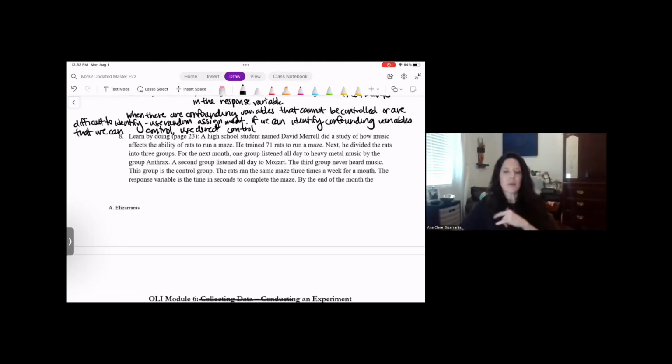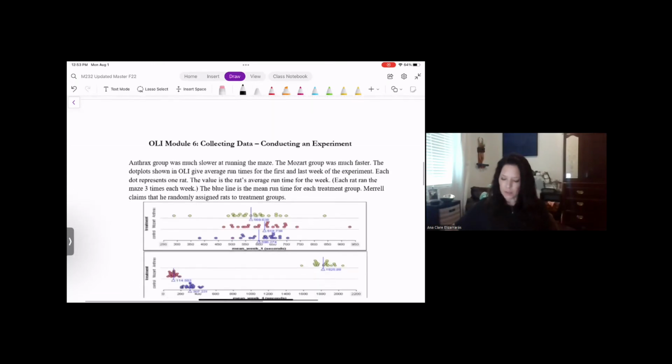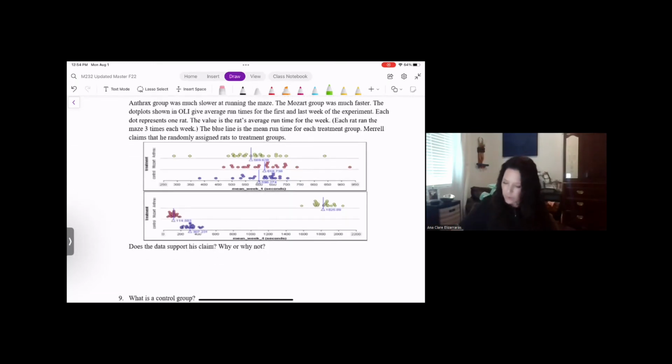So he claims that he randomly assigned the rats to the treatments. So here are the pictures. This is the anthrax group. And this is the Mozart group. And this is the control group. And this is the first week. This is the 4th week.